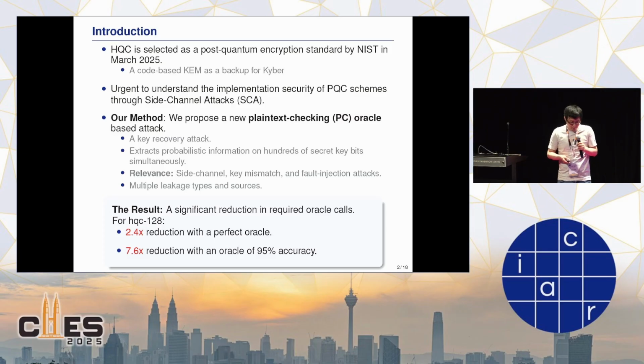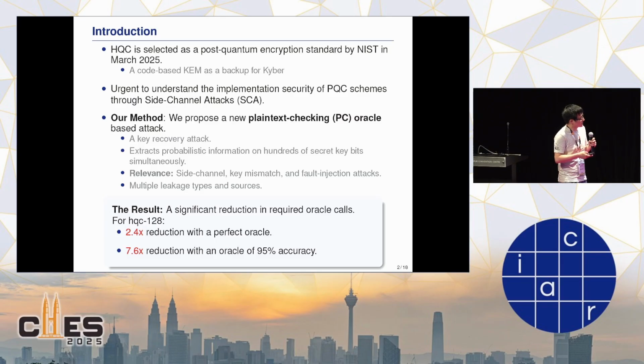The importance of plaintext checking oracle-based attacks is first that they have high relevance, not only limited to side channel attacks. They also have relevance in key mismatch attacks and in some fault injection attacks. Even if you limit it to side channel attacks, you can create this oracle-based attack from multiple leakage types, for instance power, electromagnetic leakages, timing leakages, cache timing leakages, and even some very complex microarchitecture behaviors.